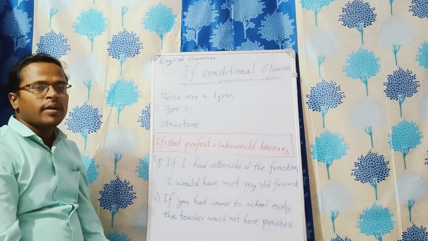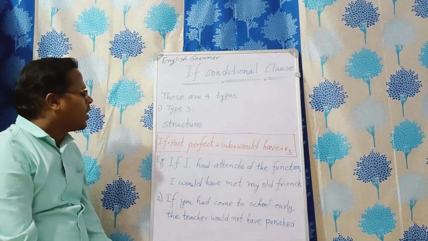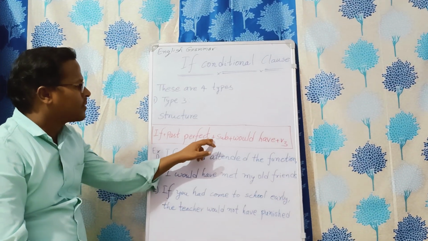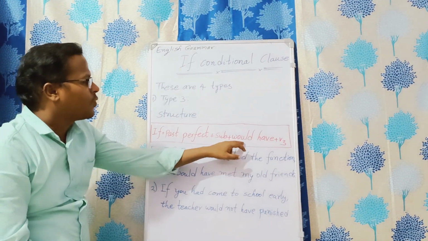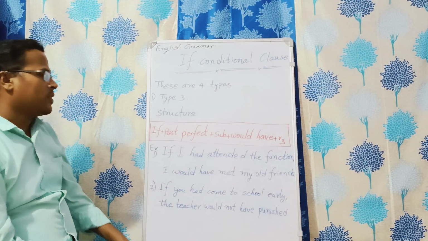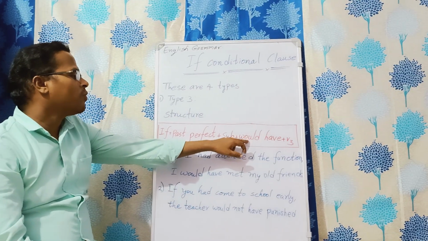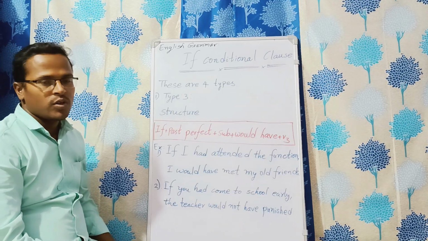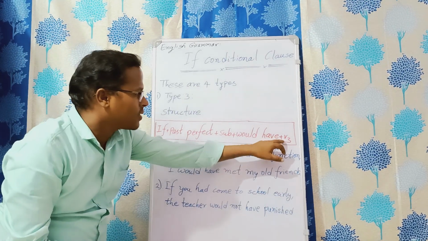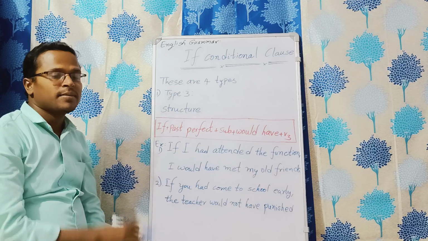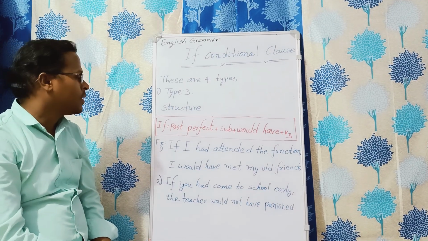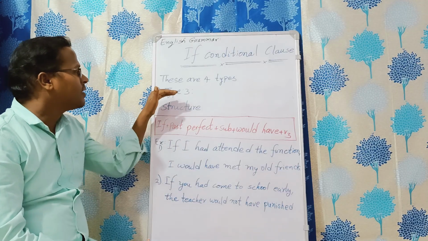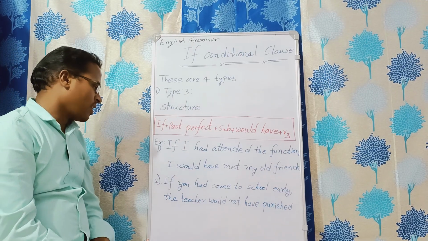Okay. In type 3, here the structure: if plus past perfect plus subject plus would have plus v3. Here instead of would you can use could have or might have also, and v3 means verb 3, the past participle we have to use. Here the past perfect tense. This is the structure of a type 3 conditional clause.